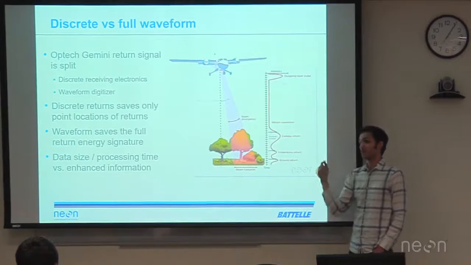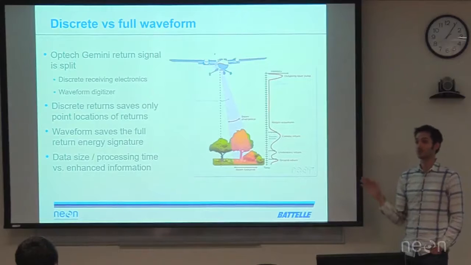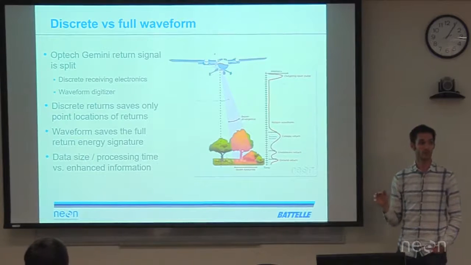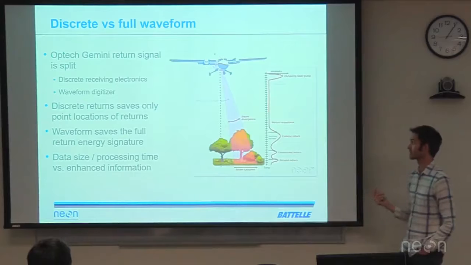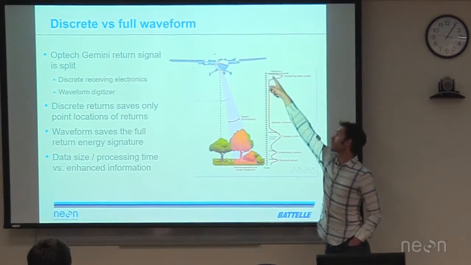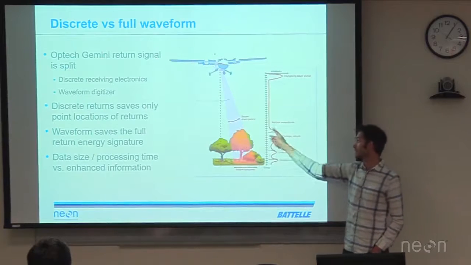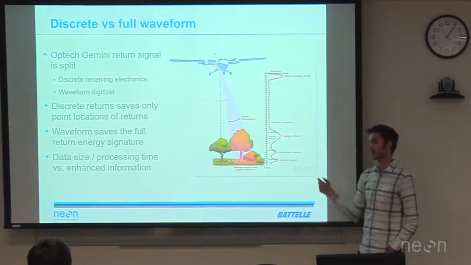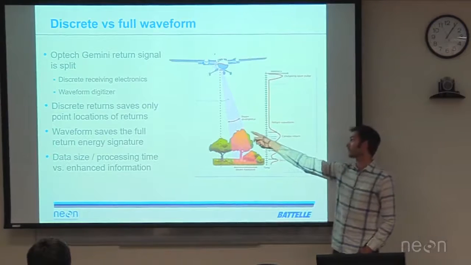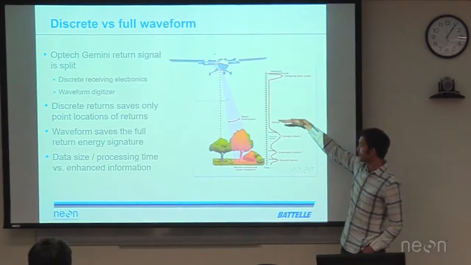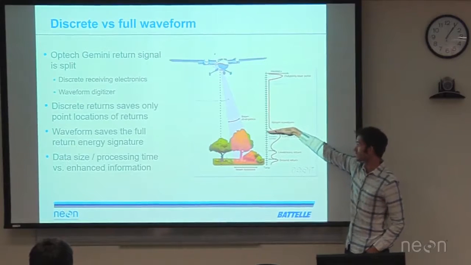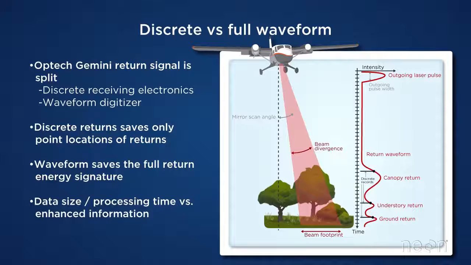With the Optech Gemini, when that signal actually comes back, it's split, and part of the signal goes to a waveform digitizer, and that records the entire return energy signature. This energy signature will include the outgoing pulse here, then some time will pass, and then as we're going through vegetation, you're getting these humps here where we're getting additional energy returns from the object. In the discrete LiDAR, we're going to cut off the timing at each one of these humps, potentially here, here, and here, and give us 3 individual points. But with the waveform LiDAR, we get this full return signal, and you're able to do more advanced analysis on the structure of the vegetation with that signal.